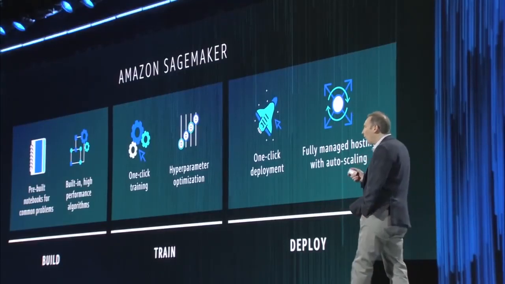So one other cool thing is that we built SageMaker in a modular fashion. That means that if you want to build and train an algorithm, but run it in production somewhere else, you can do that. You just use the build and train capabilities of SageMaker. Or if you want to build and train an algorithm elsewhere and host it and run it in production in SageMaker, you can do that as well.